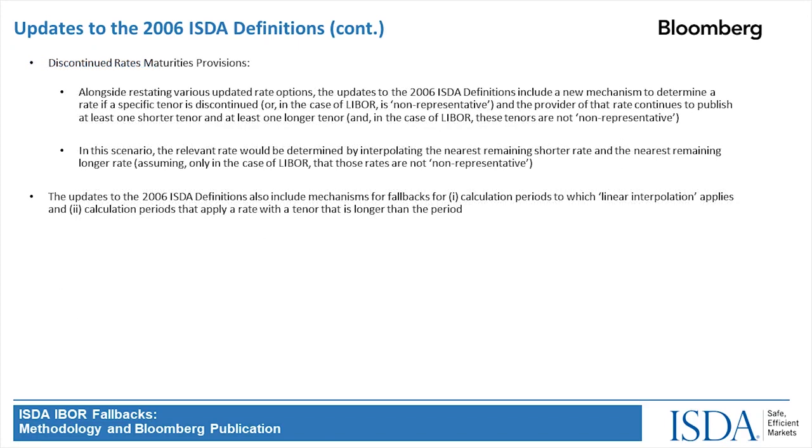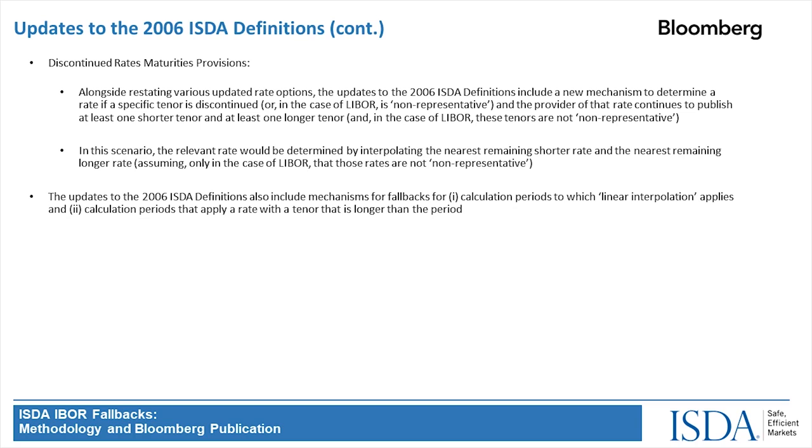So we covered some of this in the first webinar when we talked about the IBOR fallback supplement, but I did want to mention that the IBOR fallback supplement also contains provisions for dealing with a scenario in which certain but not all tenors of an IBOR are discontinued, or in the case of LIBOR, become non-representative, but there are remaining shorter and longer tenors that continue to be published, and in the case of LIBOR, are representative. In this case, the updated 2006 ISDA definitions provide for use of linear interpolation of the remaining representative shorter and longer tenors instead of use of the all-in fallback rates published by Bloomberg.